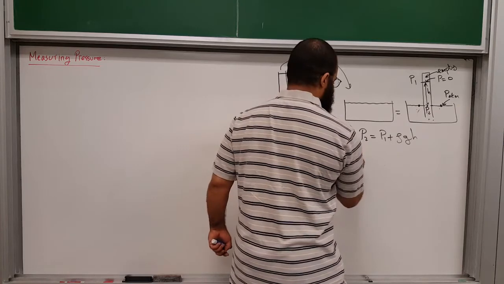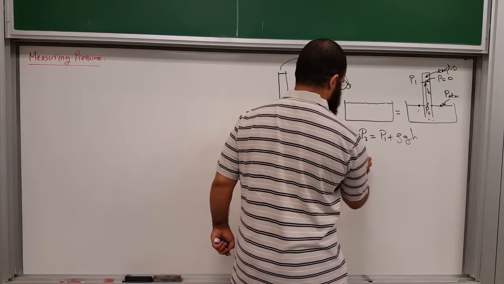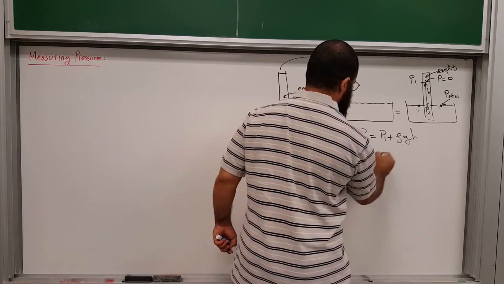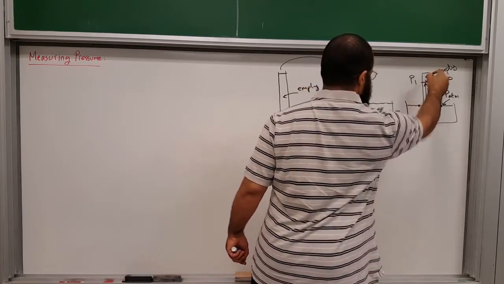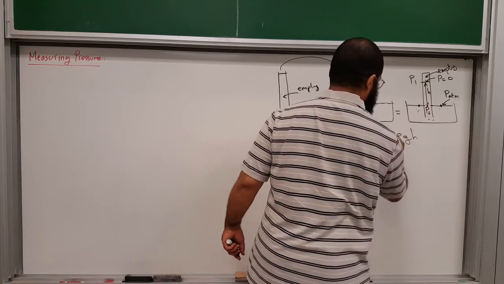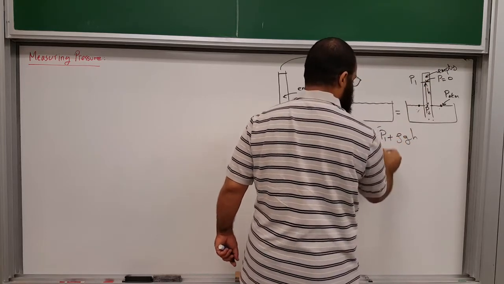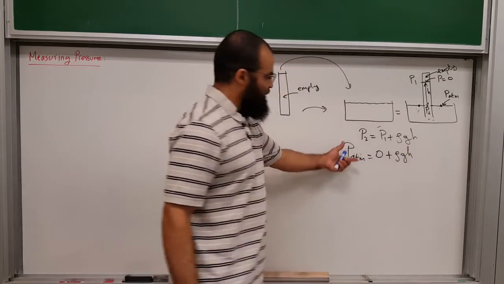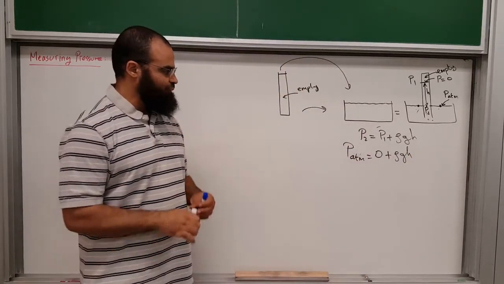P2 will be the atmospheric pressure, P atmospheric. P1, here it's zero. You see, that's why we wanted it to be vacuum, so that we know for sure. That would be our reference point. That would be 0 plus rho g h. And that corresponds to the atmospheric pressure.